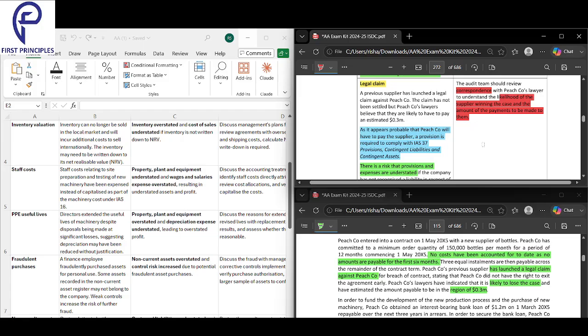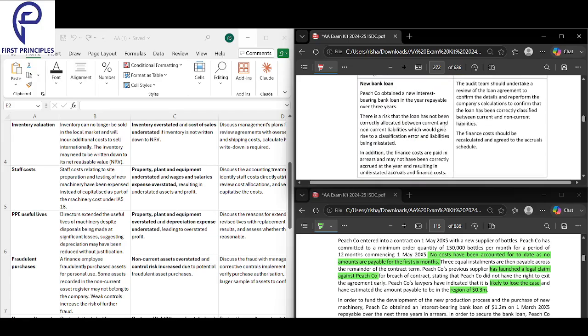What is the likelihood that you will lose the case and you will have to make a payment? What are the odds? So you'll have to look into that legal claim.